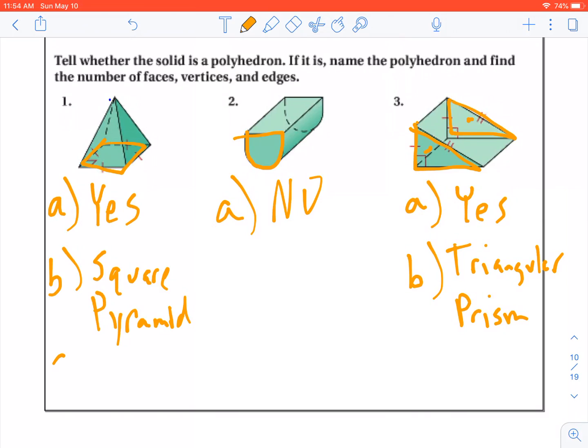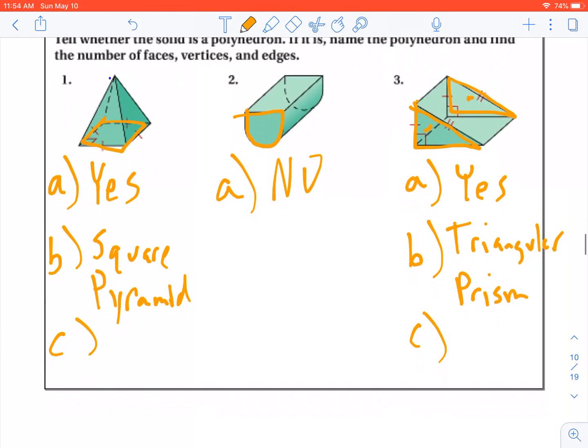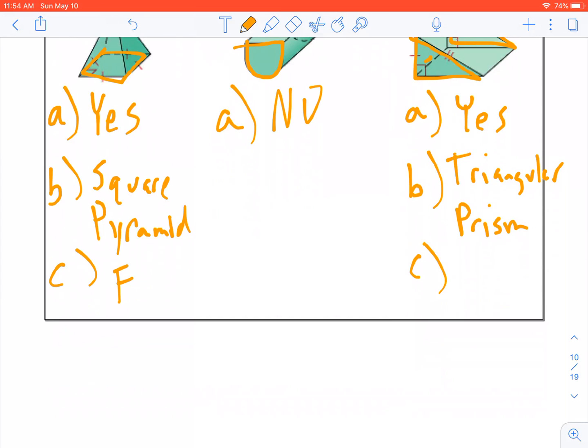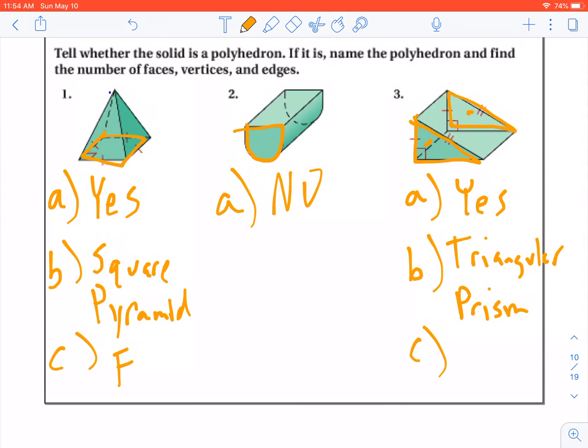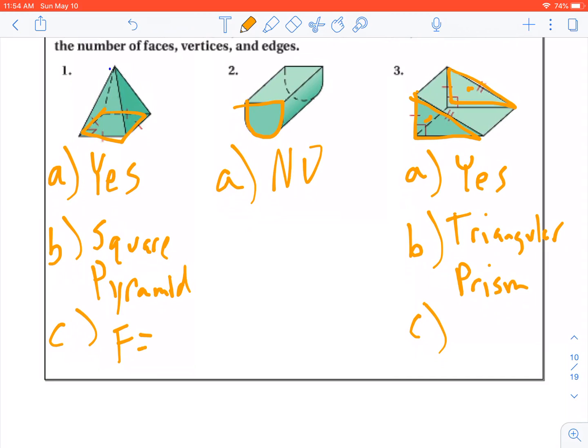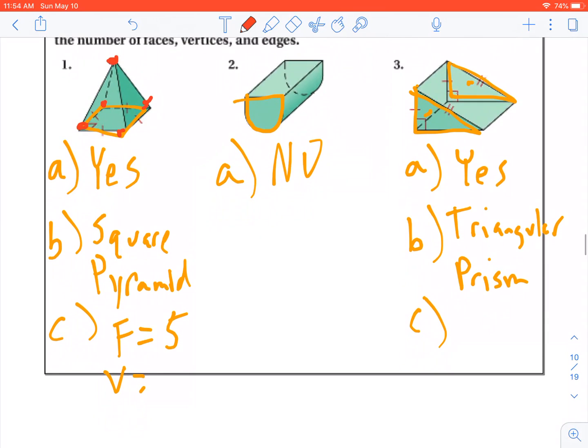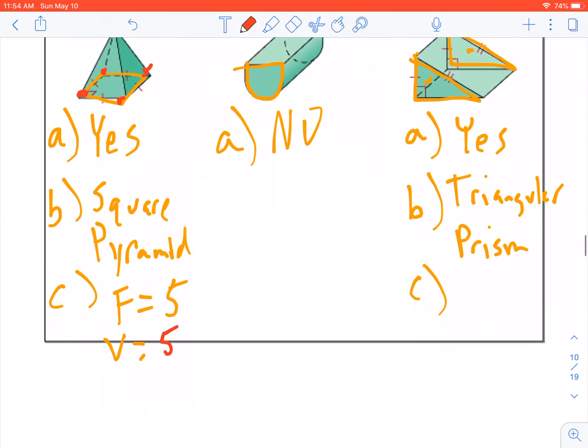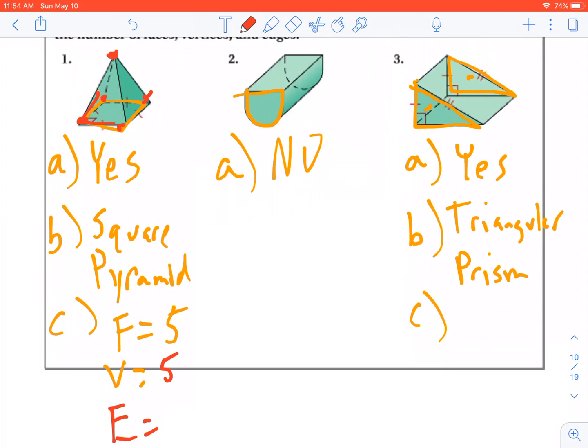And then for C, it's just a counting game. It wants to know how many faces are there. So when we look at the first one, we have the square on the bottom and then my 4 triangles. So there are 5 faces. For the vertices, I have the 4 that go with my square, and then the 1 that is up top. So there are 5 vertices. For my edges, I have the 4 that go for my square, and then the 4 that are with my triangles connecting that square to the top. So there are 8.